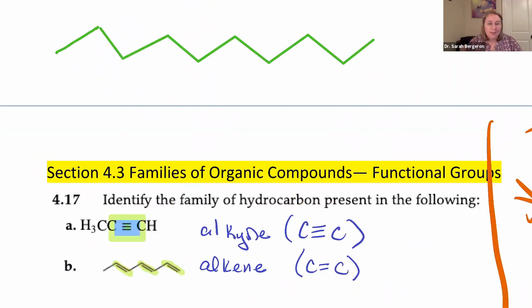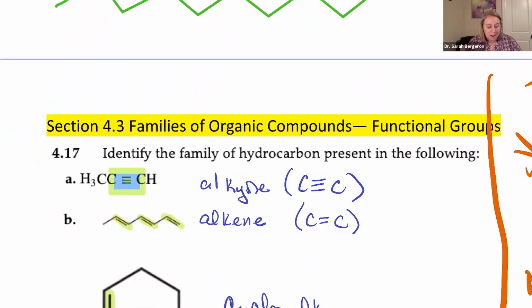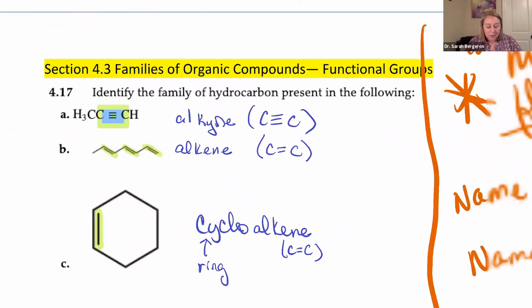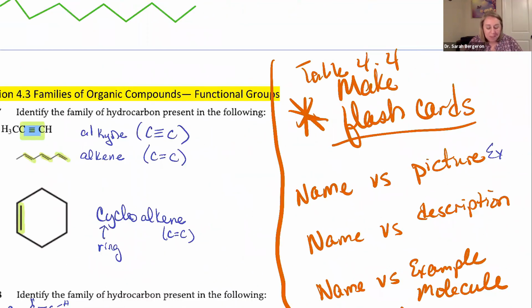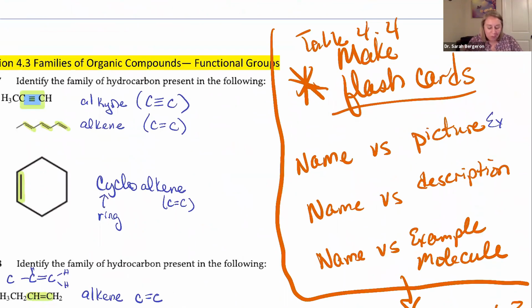All right. Last section, 4.3, are families of organic compounds. So this is my reminder to you, make your flashcards from table 4.4. You want the name and you want an example picture, so you can flip the card that way. Then you can flip the card name versus a verbal description of the functional group. And then you want a set of flashcards where it's the name versus an example molecule.